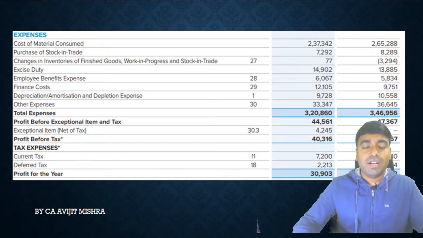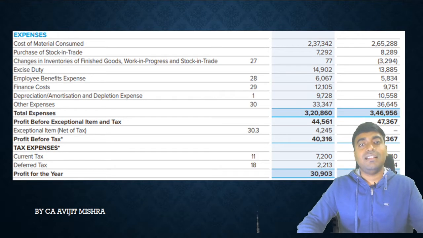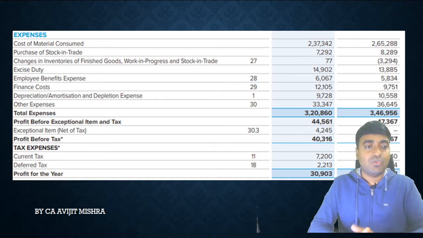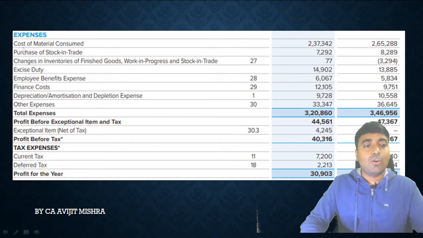To produce the petrol and diesel, whatever expenses they have incurred, like they have purchased the crude oil, then after they have made some expenses in the processing, that is basically called the cost of material consumed. And the second thing is basically purchase of stock in trade.